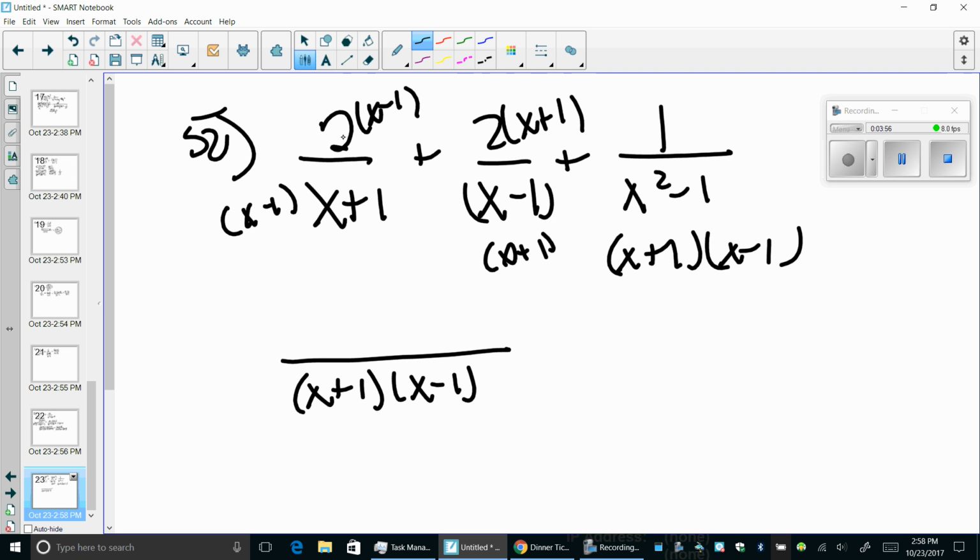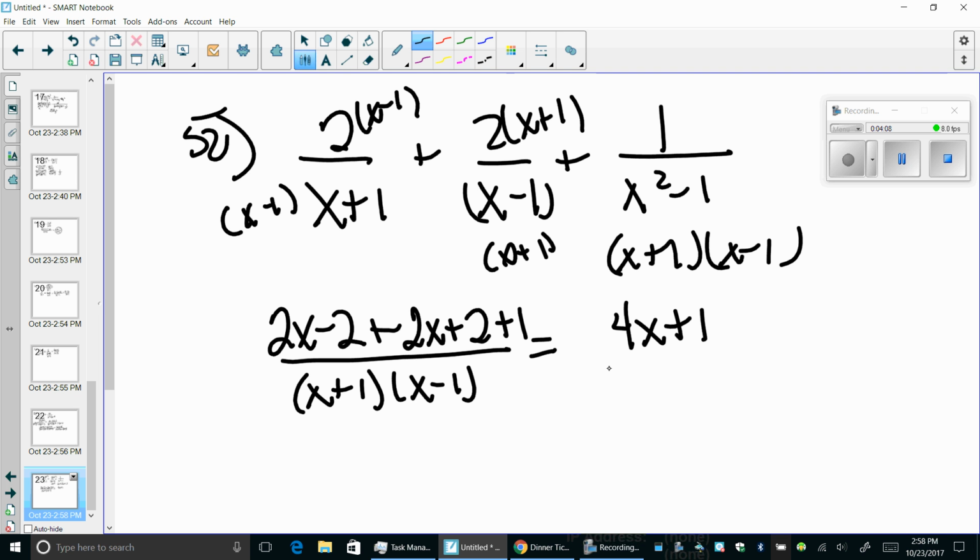My numerator is going to be 2 times x minus 1. That's 2x minus 2. Plus, that would be 2x plus 2 and then plus 1. Which is going to be, the top becomes 4x plus 1. And the bottom is x plus 1, x minus 1. And that's done.